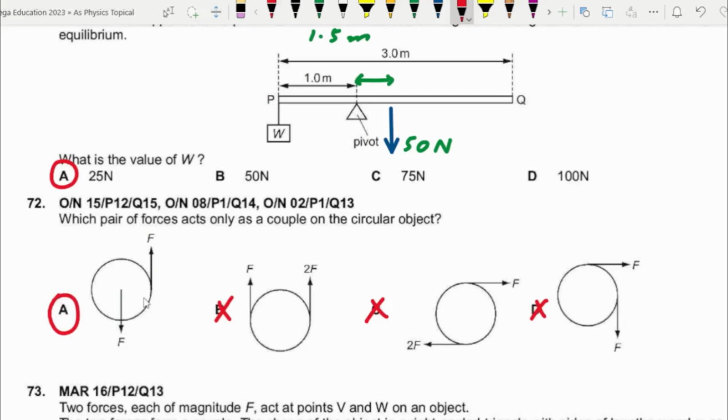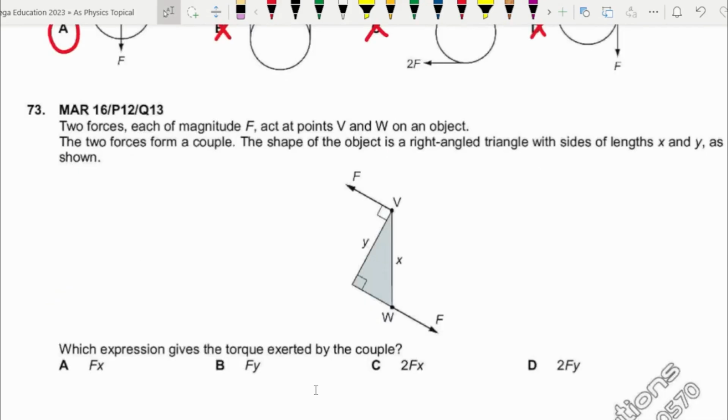They're not passing through the same point, so it is satisfying all the conditions. Then we have the next one, which expression gives the torque formed by the couple. For the expression of torque formed by the couple, you write down the formula that torque formed by the couple equals one of the forces times the perpendicular distance between the forces.